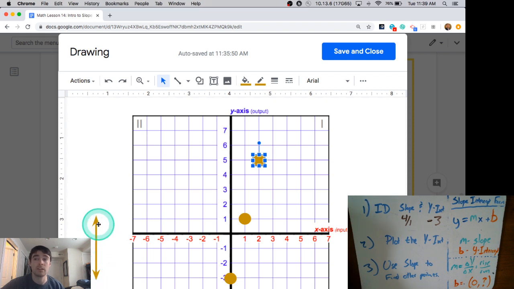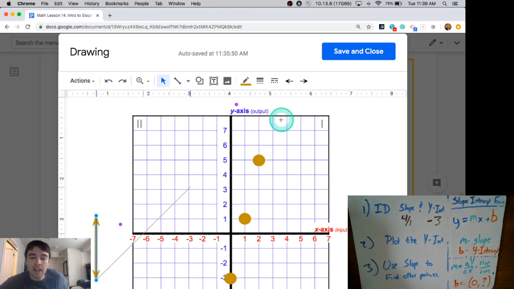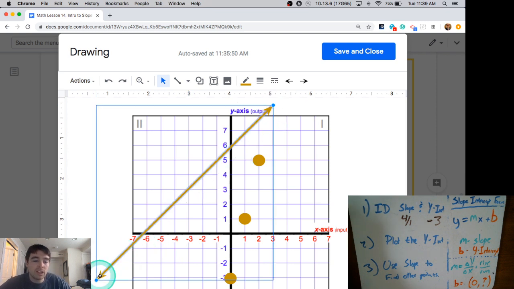If I want to move this line, first thing I do is I click on the line once, and you'll see the 2 blue dots on top of it. If I hover my mouse over that blue dot, you see the cross gets a lot skinnier. And now I'm going to be able to drag that end wherever I want. And I can do the same thing with the other point. It'll take a little bit of practice, but eventually you'll figure out how to draw a straight line that goes right through the middle of all these points.